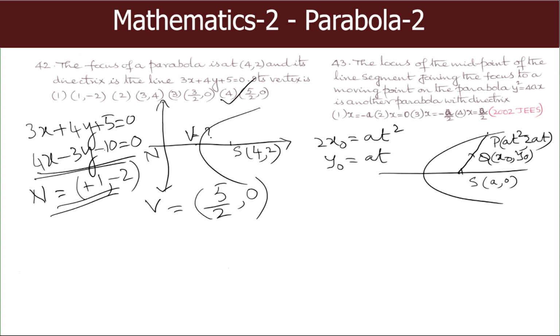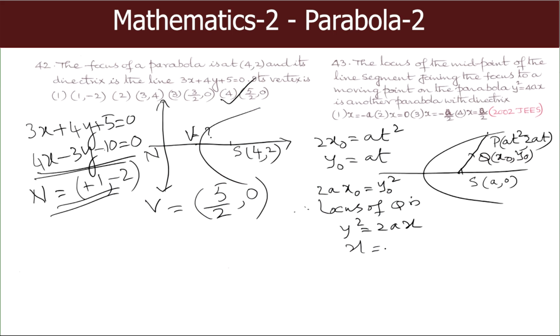So, eliminating t from these two, 2a x0 equal to a square t square, that is equal to y0 square. Therefore, locus of Q is the parabola y square equal to 2ax. And he is asking the directrix of this parabola. He is not asking the locus. What is the directrix of the parabola? X equal to minus a.